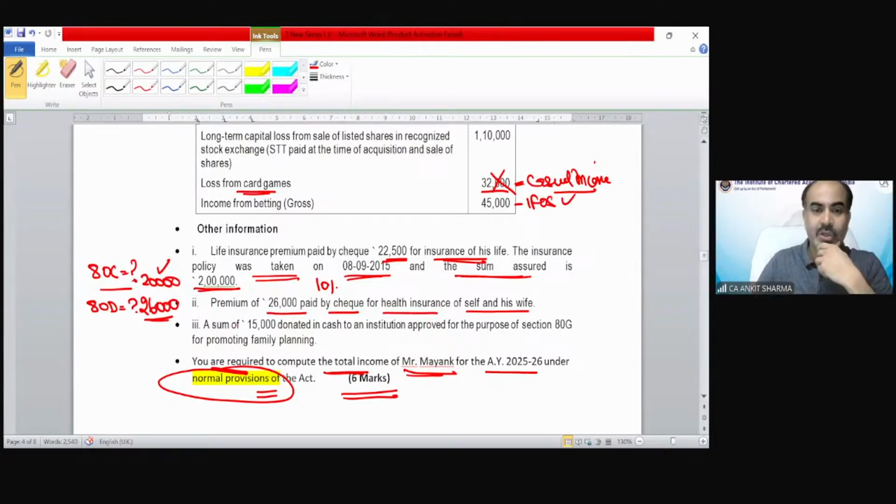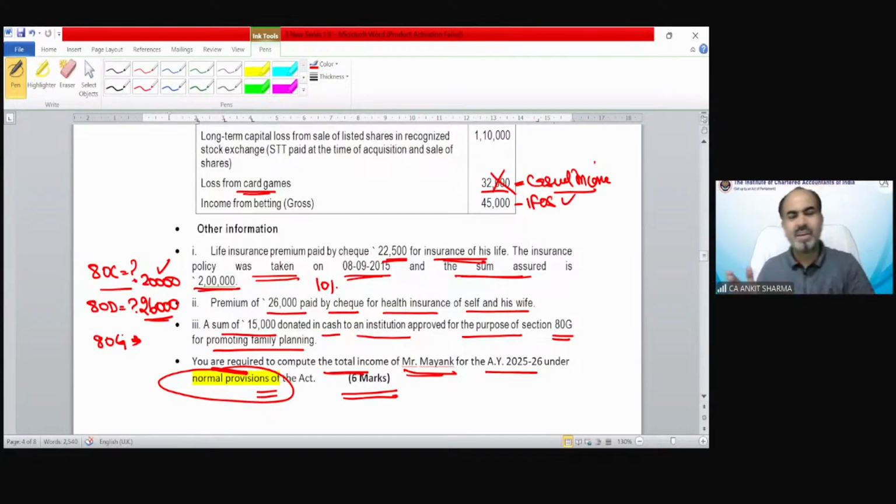Okay. Chalo, next. A sum of 15,000 donated in cash. Now what will you do? When I ask you this kind of query, you will recall the provision once. It will take not more than 10, 15, 20 seconds. But at least after taking 20 seconds, you have to give the correct answer. What is the fun of giving the wrong answer even in 2 seconds? No use, useless. So a sum of 15,000 donated in cash to an institution approved under section 80G for promoting family planning. How much deduction can we take in this case?